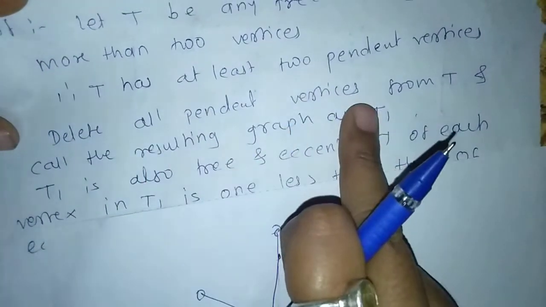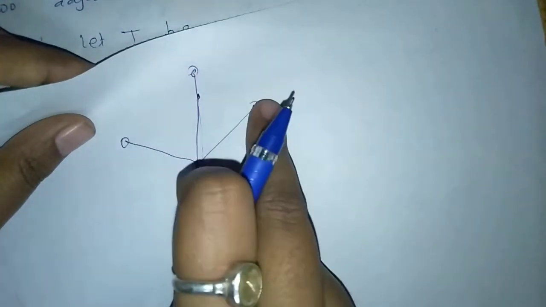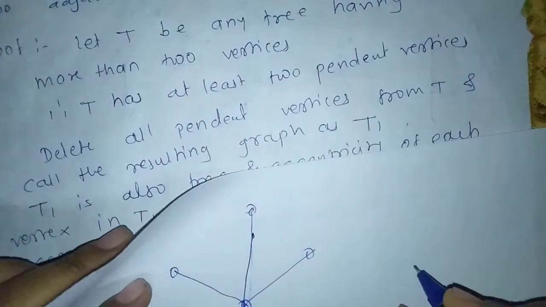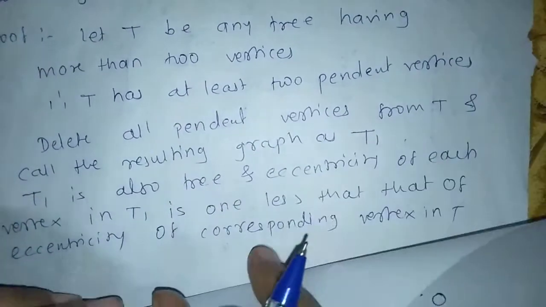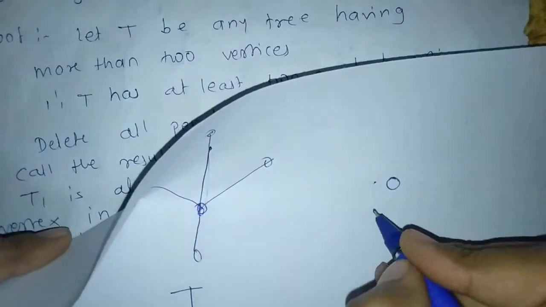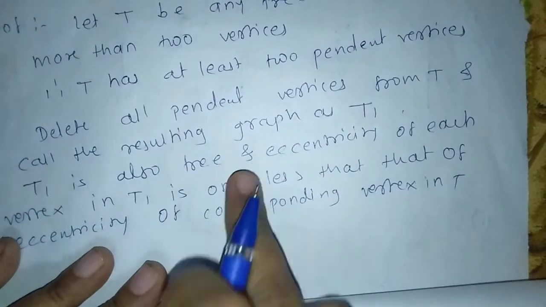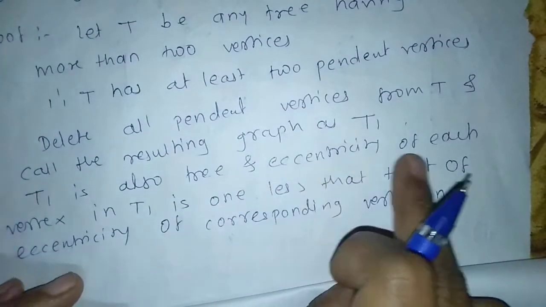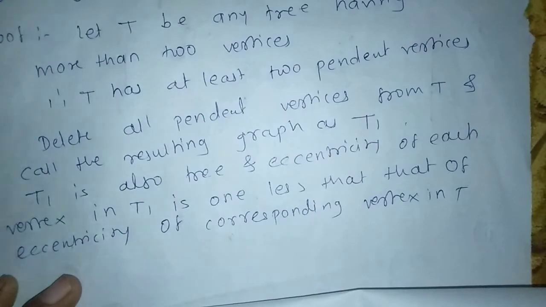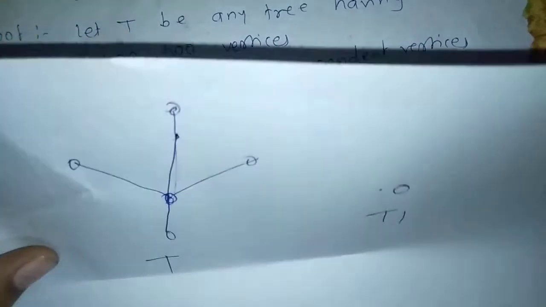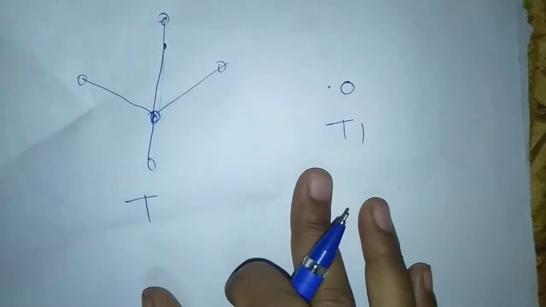Now delete all pendant vertices from T. This is T. Now delete all pendant vertices. So आपण ते डिलीट केले, त्यानंतर आपल्याला फक्त एकच व्हर्टेक्स भेटला आहे. And call the resulting graph as T1. T1 is also a tree. Yes, this is a tree. And the eccentricity of each vertex in T1 is 1 less than that of the eccentricity of the corresponding vertex in T. 1 असू शकते, 0 पण असू शकते.